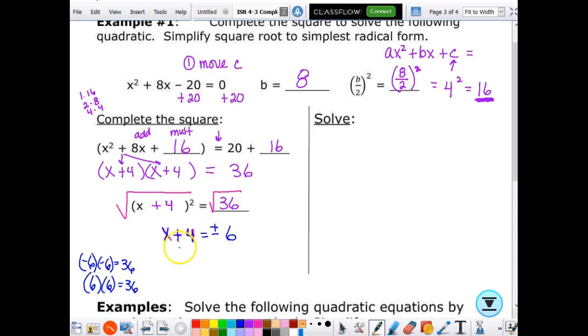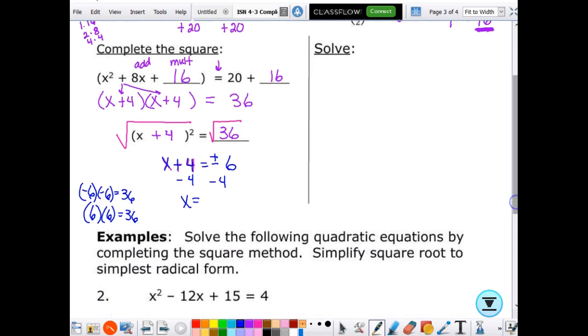Okay, then we're almost done. We're going to subtract 4. Now be careful here. I have a lot of kids that do it the opposite way, and it ends up okay, but I like to put the negative 4 first, then plus or minus 6.